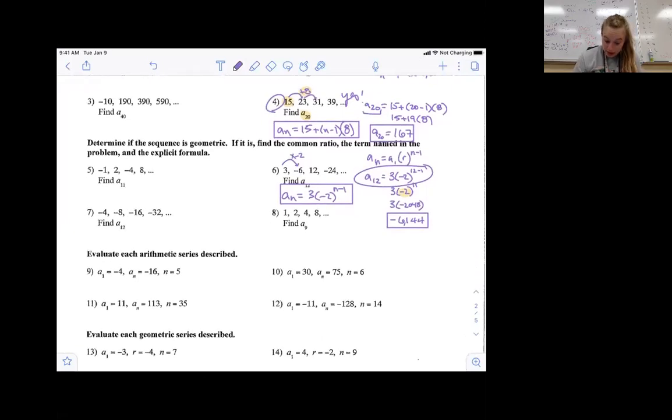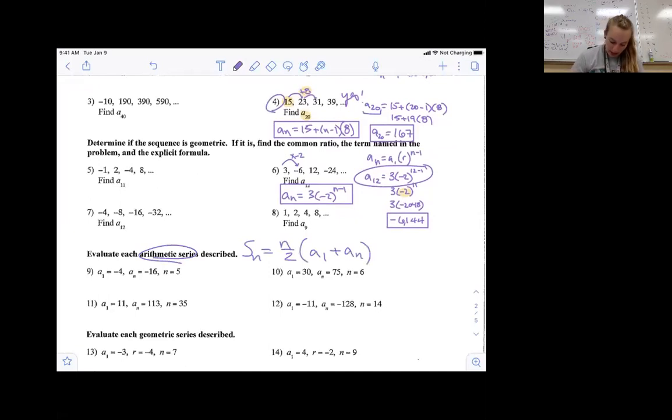Evaluate each arithmetic series described. This is actually an easier way than the problem we did in class today. Arithmetic series is those S of n. So it's arithmetic, so it's that first one: S of n equals n divided by 2 times a sub 1 plus a sub n. I just gave you all the pieces. We just plug it in.